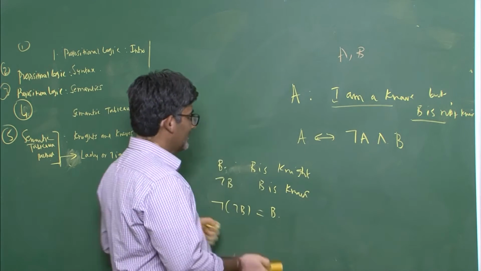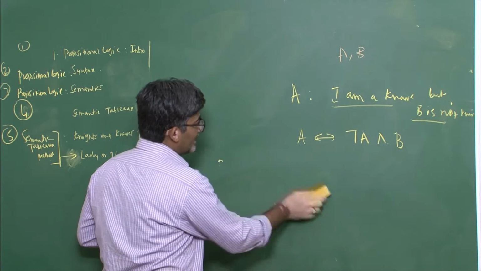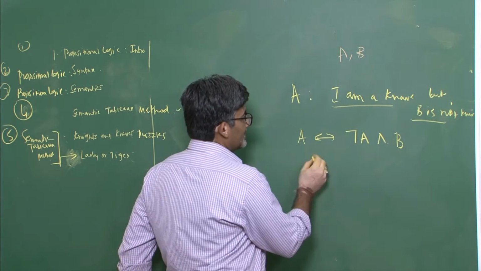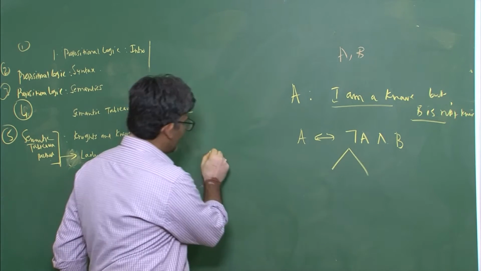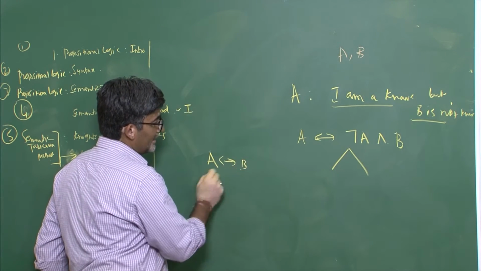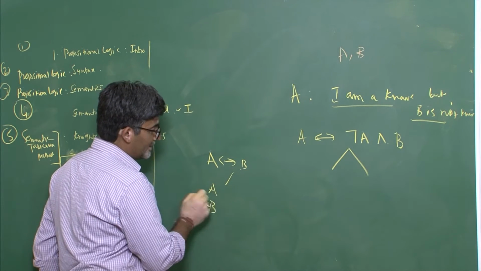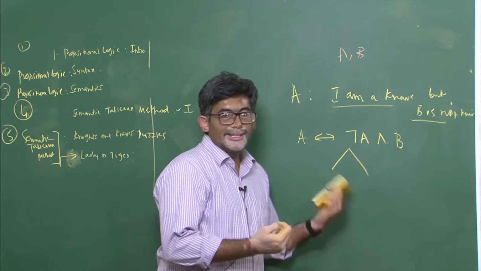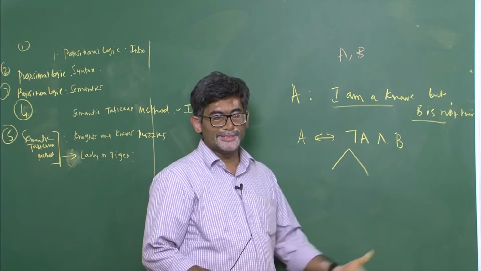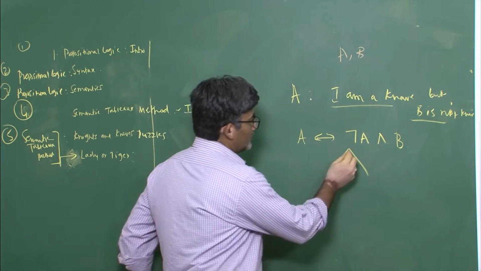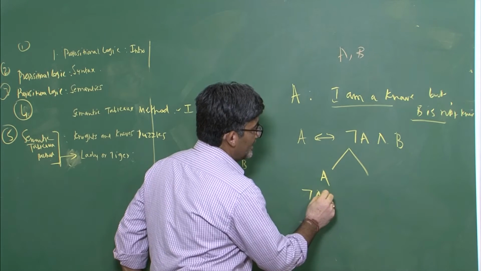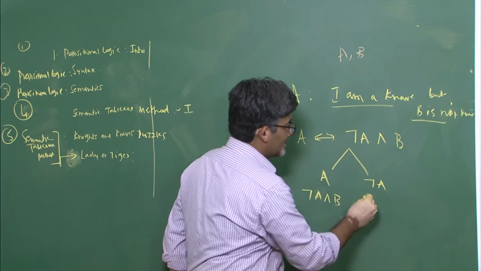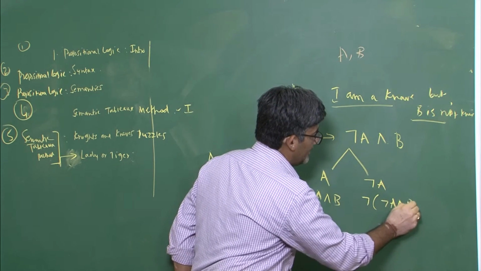So now by using the semantic tableaux method, we are trying to figure out what A is and what B is. This is a simple rule: A if and only if B means either both have to be true or both have to be false. If you understand one example, you can understand all other examples as well. So now this is represented like this: A and B, and on the other hand we have the negation of this, not A and not B.